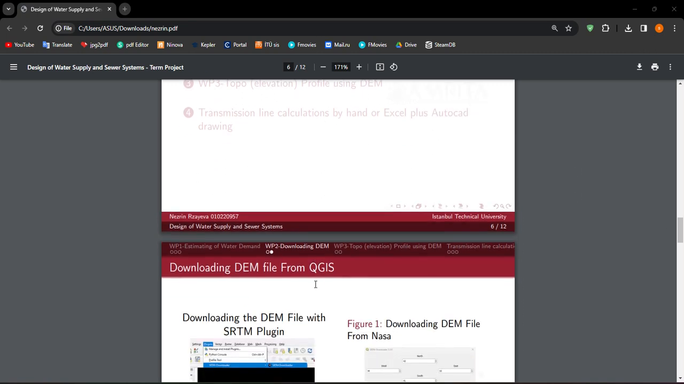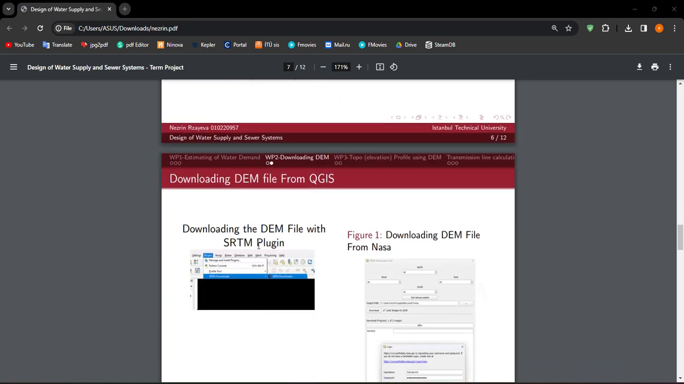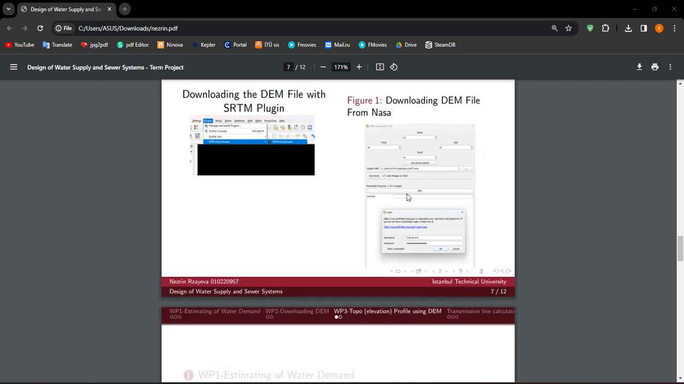Second step is downloading the DEM file. Here I downloaded the DEM file with SRTM, downloading the DEM file from NASA. Here it's shown.